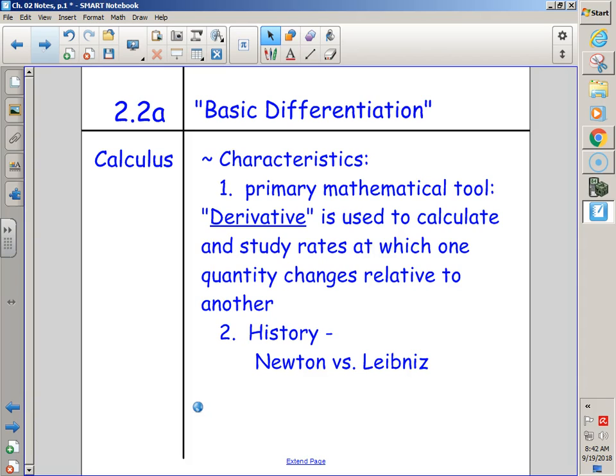What's going on in calculus? Well, you've got this practical tool called a derivative. What's it for? Well, it's used to calculate and study rates at which one quantity changes relative to another. And we've talked about descriptions: it's the slope of the tangent line, the slope of the graph at a point, the instantaneous rate of change. But how is it used? To calculate and study rates at which one quantity changes relative to the other.